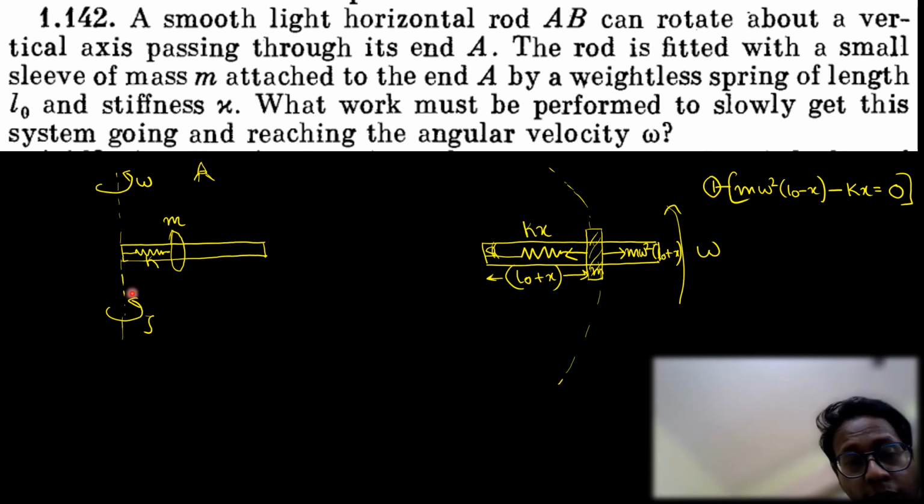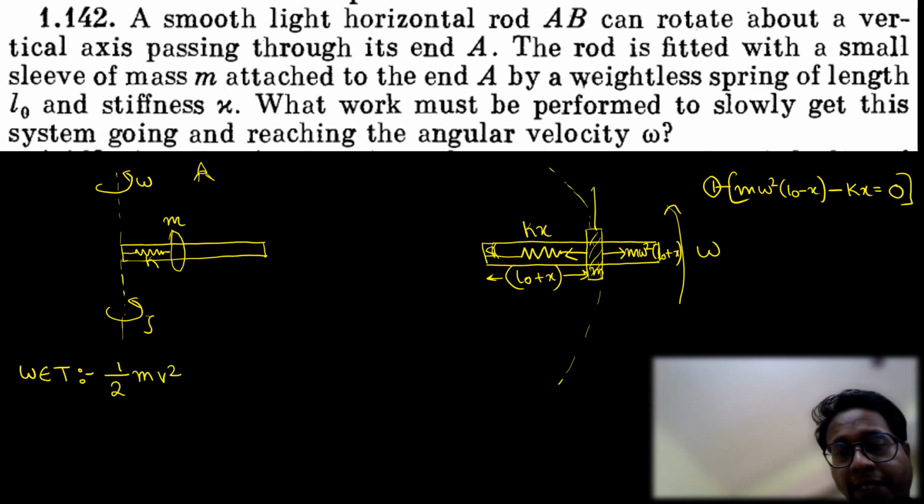Now I need to find out the work done by this torque to bring the system from this position to this position. So I'll apply the work energy theorem on this entire ring plus mass setup. What is the initial velocity? The initial velocity was 0. What is the final velocity? The final kinetic energy of the ring would be half m v square, where v is nothing but the tangential velocity of the ring.